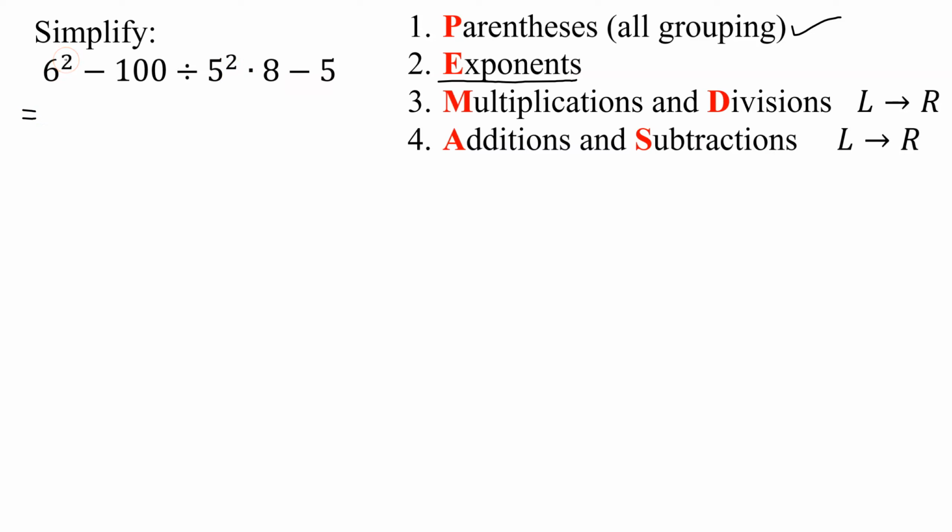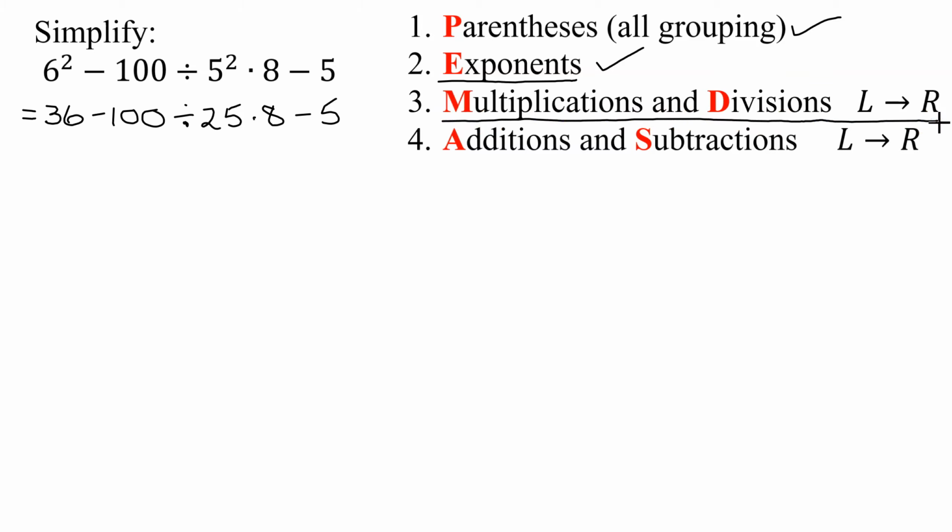6 squared means 6 times 6, which is 36, minus 100 divided by, now I've got 5 squared. What's 5 squared? It's 5 times 5, which is 25, times 8 minus 5. So I've done my exponents. Now I need to do multiplication and divisions working from left to right. Some students think this means you do your multiplications first and then your divisions. No, they have equal priority.